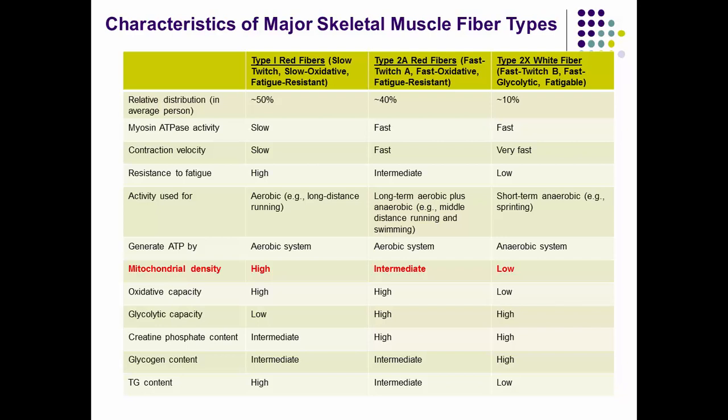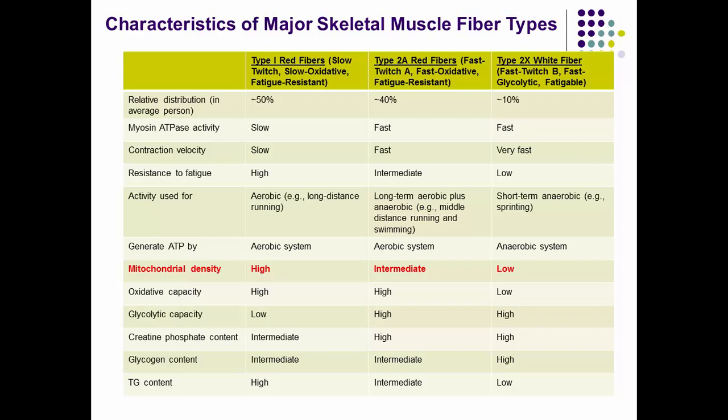So type 1 has the higher oxidative capacity, and type 2X is lower oxidative capacity, right? And in terms of glycolytic capacity, because type 1 has a lot of mitochondria, it usually just does the oxidative metabolism, right? Complete oxidized energy fuels. So the glycolytic capacity is lower. But type 2X, because of lower mitochondria, heavily relies on the glycolysis, right, to oxidize glucose. So the glycolytic capacity is high in type 2X.